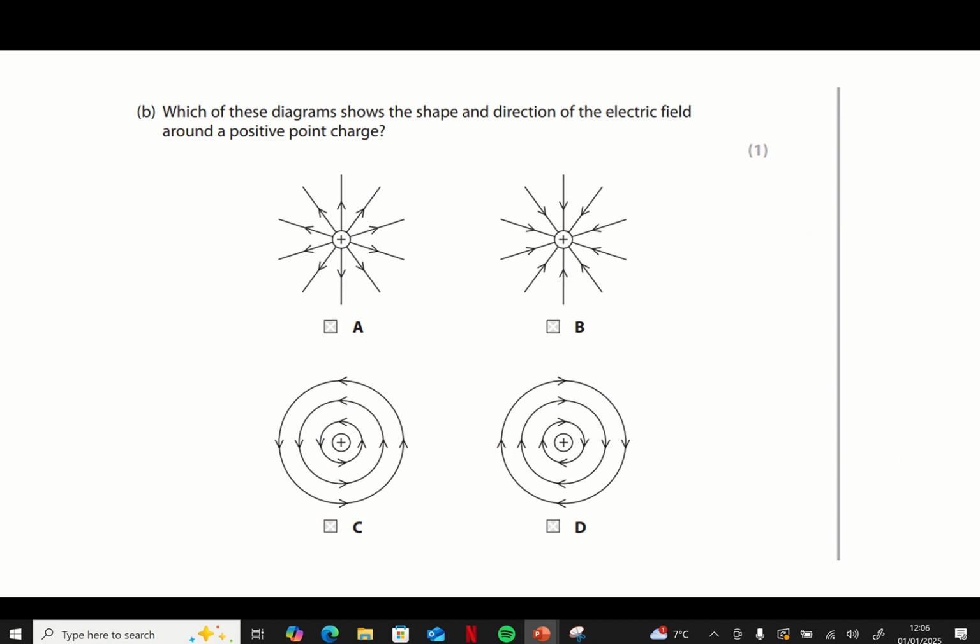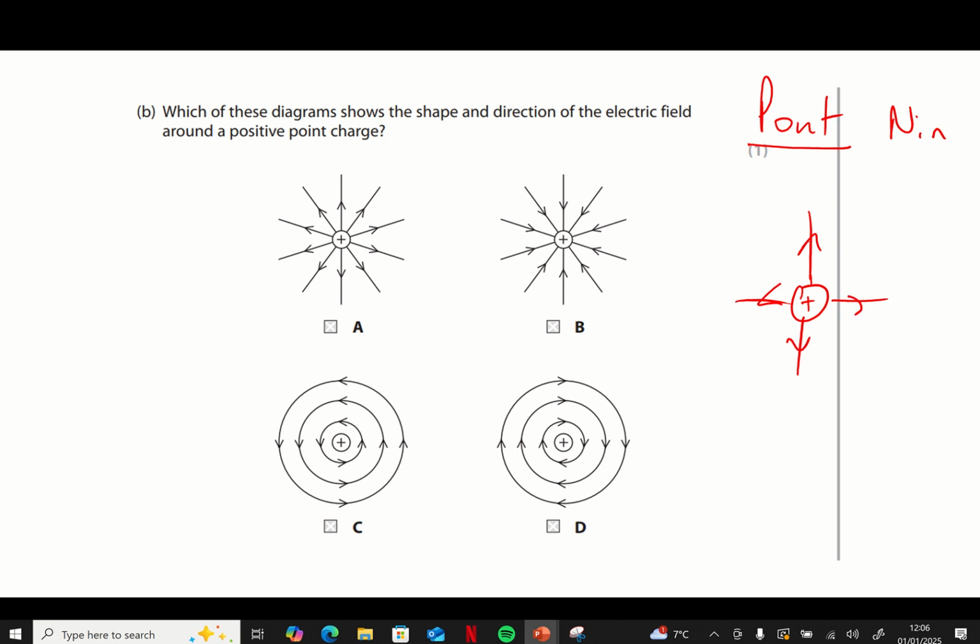On to the next bit. Which of these diagrams show the shape and direction of the electric field? So we've got point charges, and we've said, if I've got a point charge, the field will be equally spread, moving perpendicular to the surface. And if I've got a positive charge, I taught you POUT and NIN. So here I've got a positive charge, POUT, the field lines need to come out.